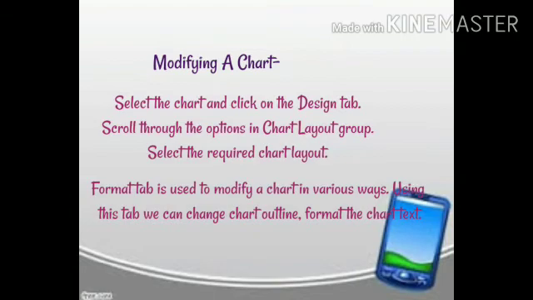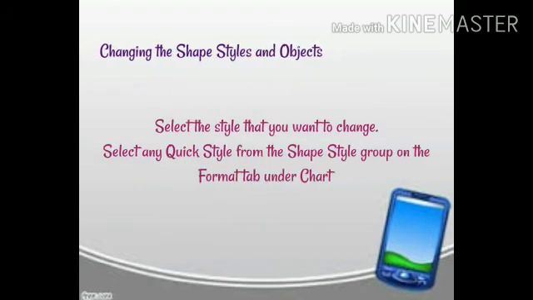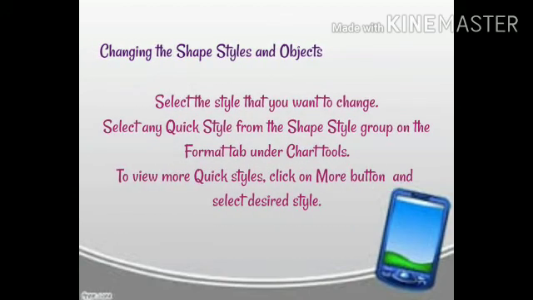Using the Format tab, we can modify a chart in various ways. Using this tab, we can change the chart outline, the format of chart text, and much more. How can we change the shape, style, and color? Just select the line that you want to change. Then select any quick style from the Shape Styles group on the Format tab under Chart Tools. To view more styles, click on the More button and select the desired style.